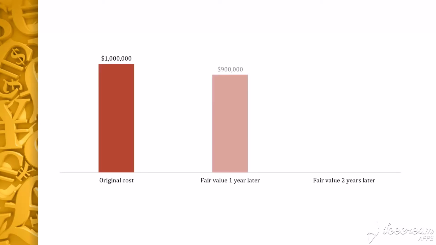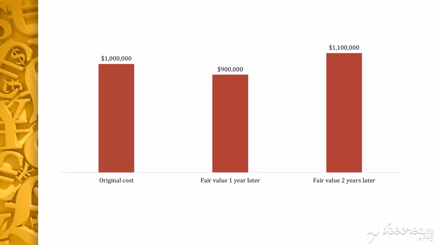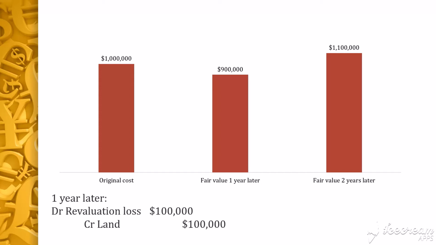Next example, like in the previous example, I bought the land for $1 million. 1 year later, the fair value decreased to $900,000. 2 years later, it increased to $1.1 million. The journal entry 1 year later is debit revaluation loss and credit land by $100,000. 2 years later, the fair value increased by $200,000, so I will debit land by $200,000.